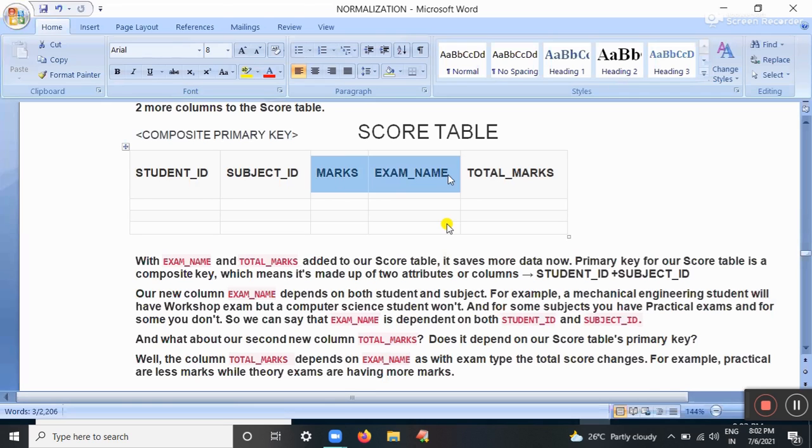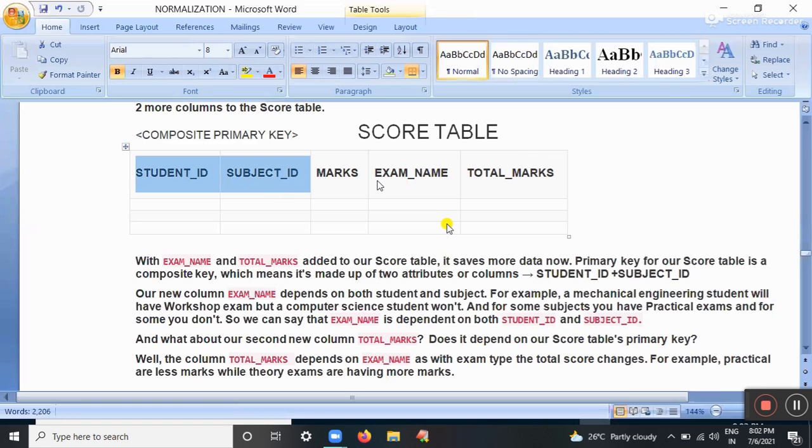In this, suppose the marks column is there. The marks column always depends on student and subject. Because to get marks, the student is required and the subject is also required. When student and subject are given, marks will be obtained. So the marks column depends on the composite primary key columns. Two columns it depends on, so it is a full dependency, and full dependency is not a problem.